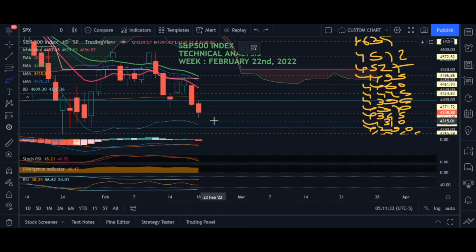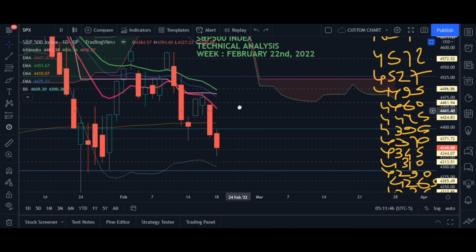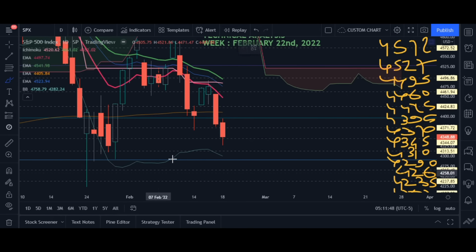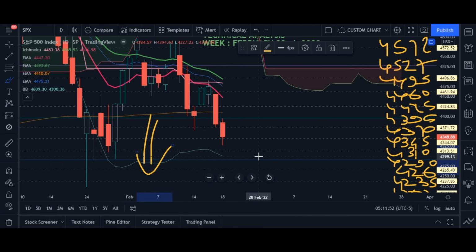So the market still has potential to come down. Then comes the momentum. Momentum as of now is clearly supporting bears. In short, all of the technical indicators on the daily chart are clearly saying the market is bearish. All of the technical indicators.